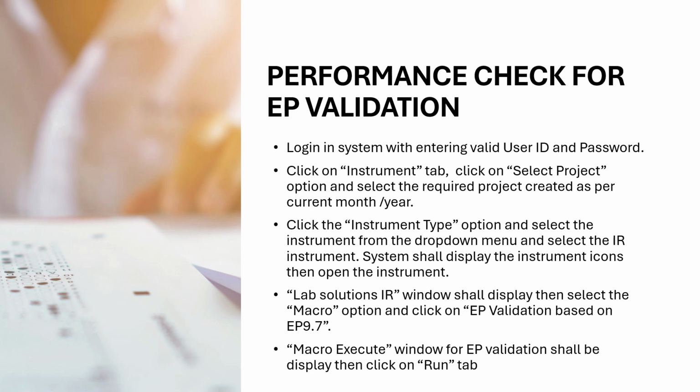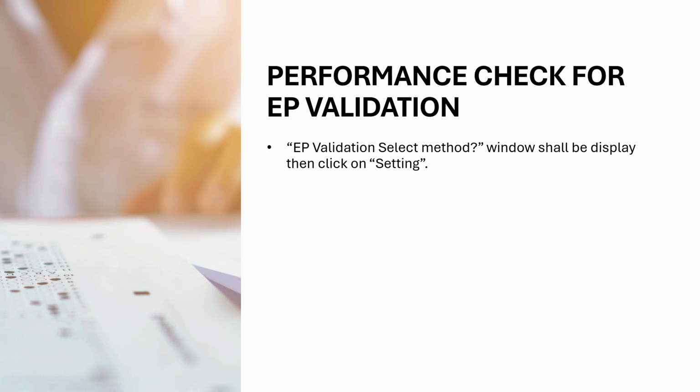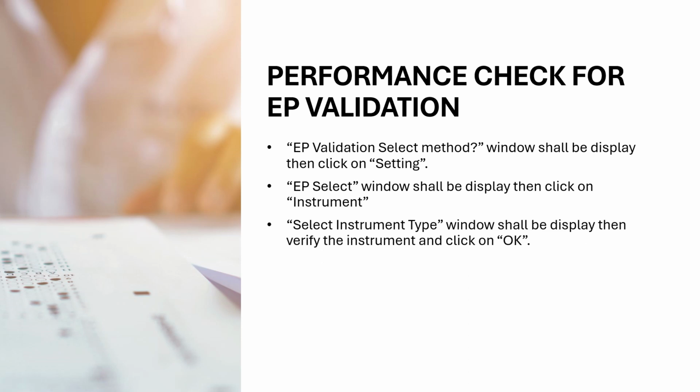And there will be the macro execute window, right? Then you have to click on the run tab. From the macro execute screen there will be the option for run, so you need to click on the run option, right? Once you click on the run option, there will be another screen called EP validation select method. Here you need to click on the setting option, and then the EP select window shall display, and then click on the instrument option, right? Then the select instrument type window shall be displayed, then verify the instrument and click on OK.